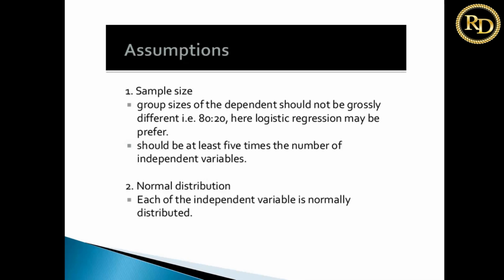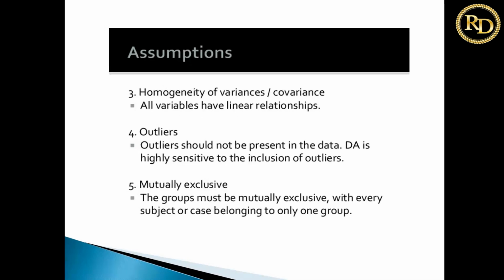Now there is an assumption of normality as well. Each of the independent variables should be normally distributed, as we consider in different statistical analyses. And obviously, in different statistical analyses, we consider the homogeneity of the variance and covariances. So all variables have a linear relationship. Linear relationship means if we are changing a variable, there is a constant impact on another variable. So this is the linear relationship.